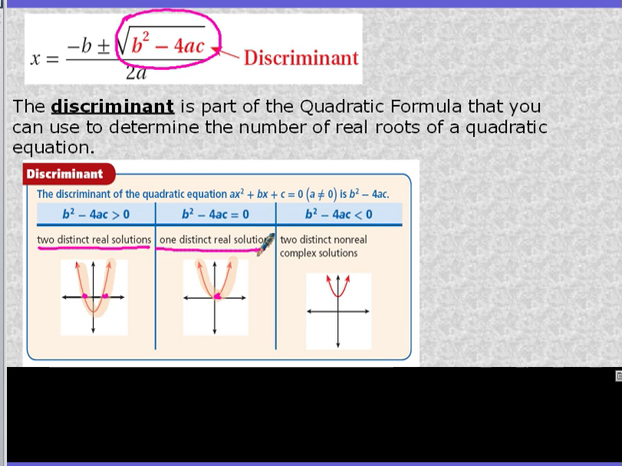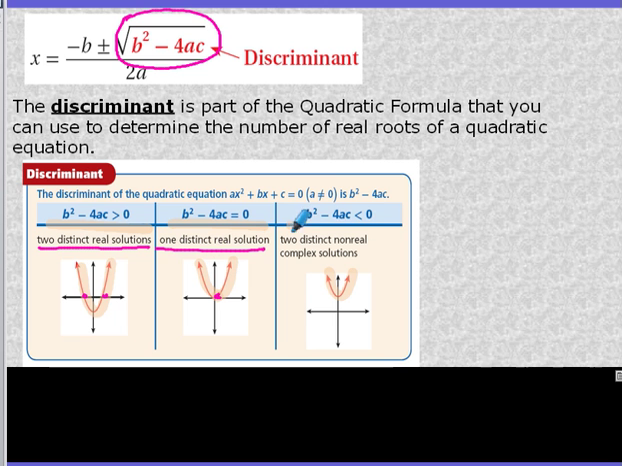And if we have this case where we have no x-intercepts, this is the case where we're getting the complex solutions. So how does the discriminant help us figure this out? Well, here's the rule. If the discriminant, and that's the part underneath the square root, if you calculate it's greater than 0, then you will have two distinct real solutions.